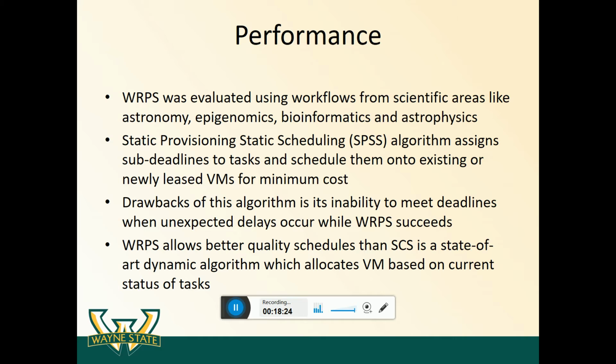Now let's look at the performance. WRPS was evaluated using workflows from scientific areas like astronomy, epigenomics, bioinformatics, and astrophysics. The static provisioning scheduling algorithm, also known as the SPSS algorithm, assigns sub-deadlines to tasks and schedules them onto existing or newly leased VMs for minimum cost. The drawback of this algorithm is its inability to meet deadlines when unexpected delays occur, while WRPS succeeds. WRPS allows better quality schedules than SCS, which is a state-of-the-art dynamic algorithm which allocates VMs based on the current status of the task.